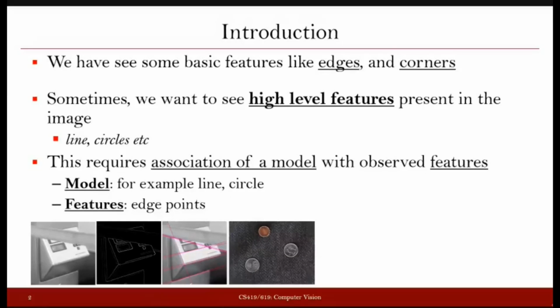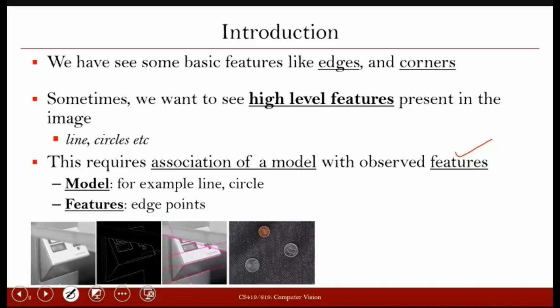Whenever we need high-level features, this basically requires the association of a model with the features that are present in the image. Right? For example, your features could be some set of pixels, and then you want to associate those set of pixels to find out what model actually fits there, whether they all fall on a line or they all fall on a circle and so on.